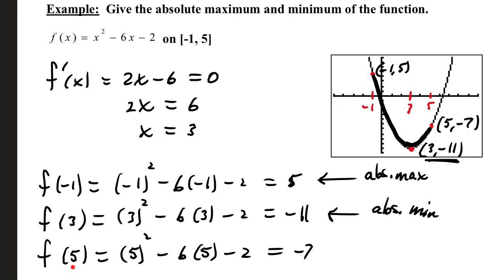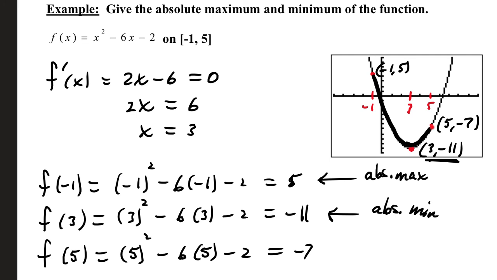And finally, we subbed in 5, and our answer was -7, so 5, -7 is a point on the graph as well. We have the beginning and ending point, and the point in the middle, because that was our critical number, it's at the valley floor. Now, it's judgment time. 5's our largest answer. That's the highest point in the interval. So that's our absolute maximum. 3, -11 was our lowest point on the graph in the highlighted interval. So that's our absolute minimum.